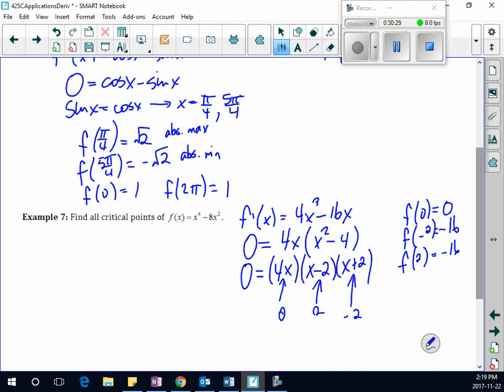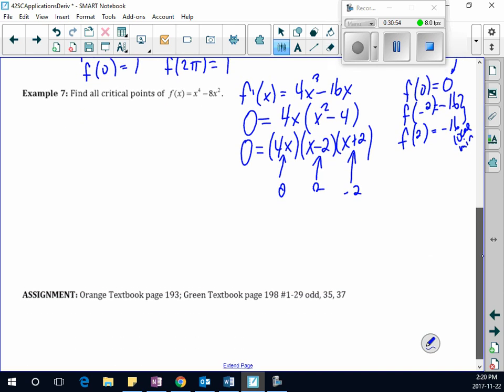So what does that mean? You just use the classic test. We only know local minimums and local max. Yeah, we only know local. So these would both be local min, and this would be a local max. And then once we show it graphically, we could conclude what else is going on there.